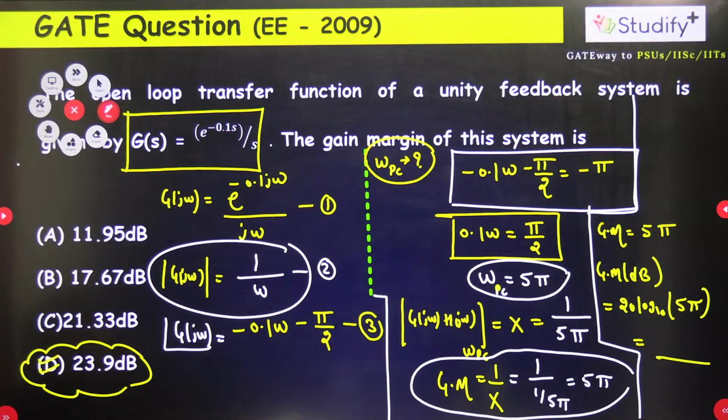The system is stable because the gain margin is positive, and we can also find the phase margin here. However, this examiner is only asking a GATE question, and in this GATE question, the examiner is only asking for the gain margin. We already noted and calculated the gain margin.